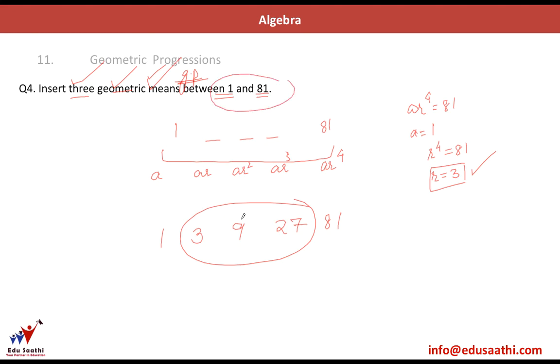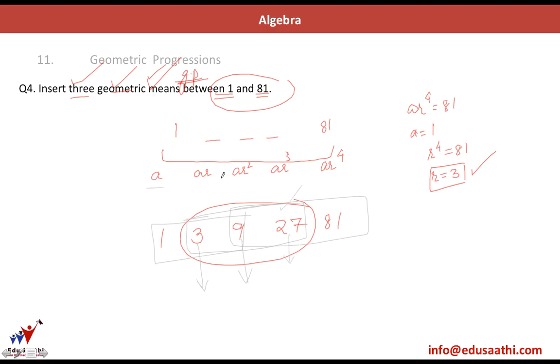Now if you look at 1 and 9, and find their geometric mean, it is 3. If you look at 3 and 27 and find their geometric mean, that comes out to be 9. If you look at 9 and 81, their geometric mean comes out to be 27.